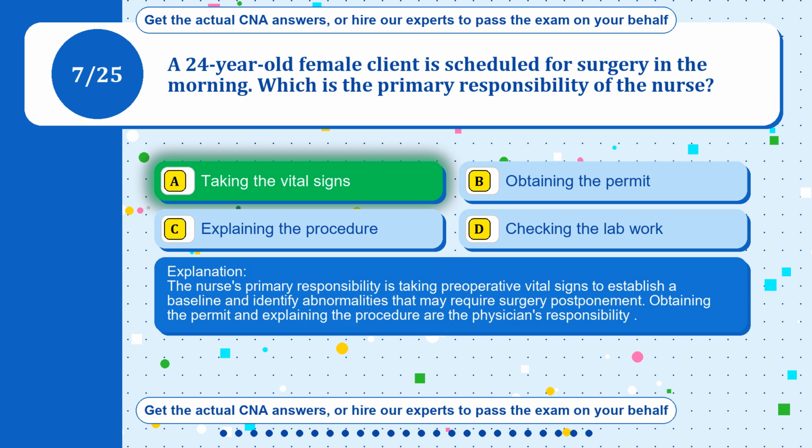The nurse's primary responsibility is taking preoperative vital signs to establish a baseline and identify abnormalities that may require surgery postponement. Obtaining the permit and explaining the procedure are the physician's responsibility.